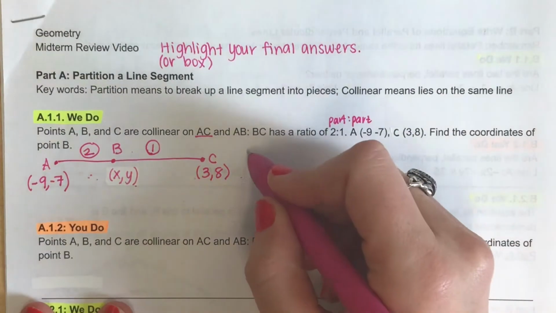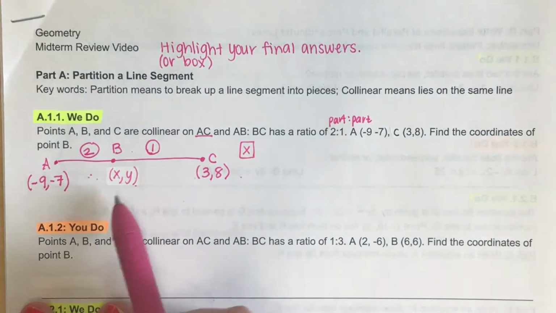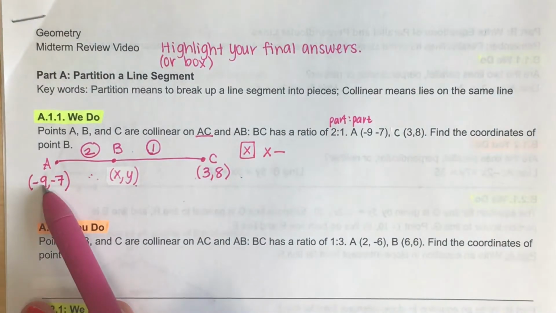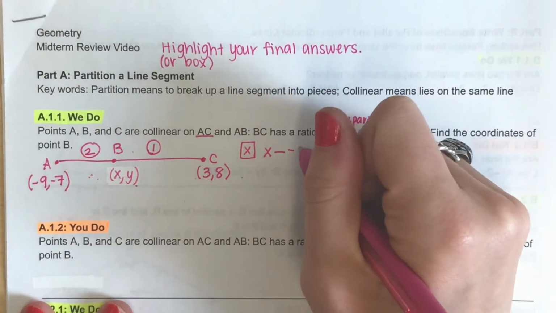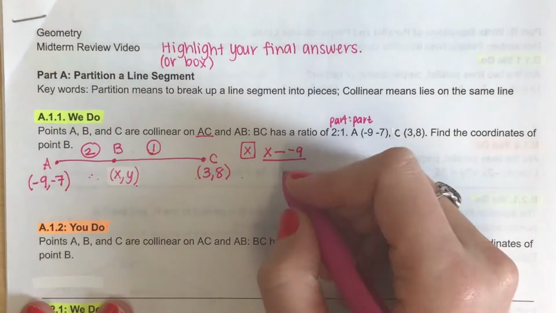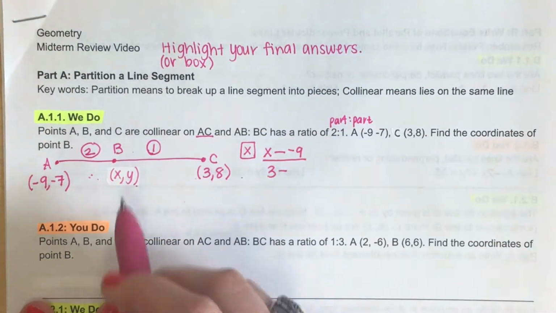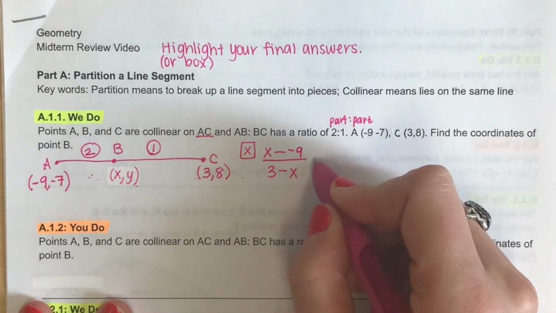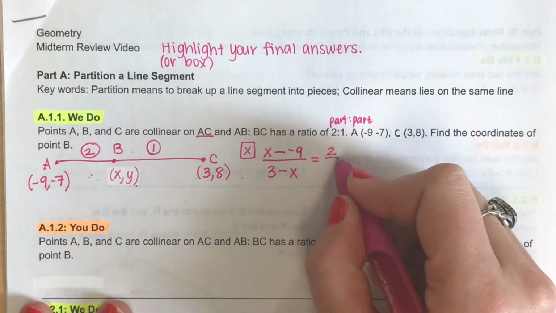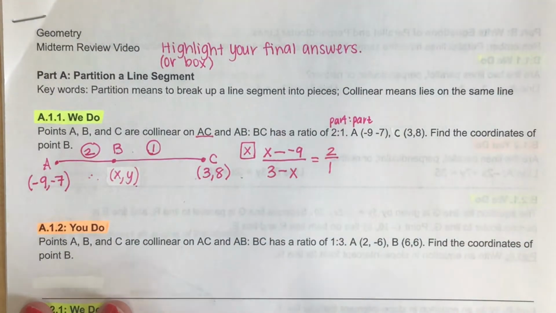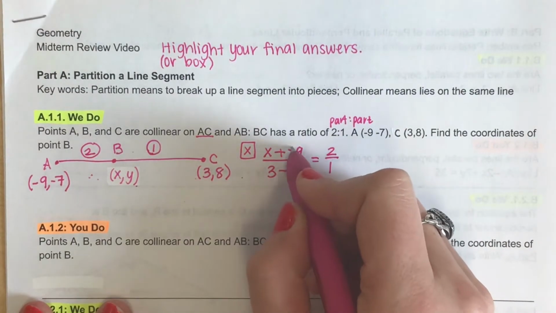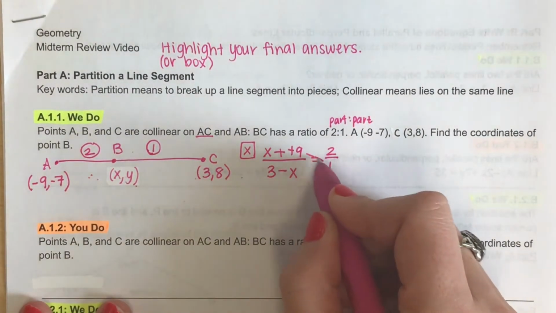So my X values I'm going to do first. My middle X is X minus my first X, which is -9, over last minus middle. So my last X is a 3, minus my middle X, which is an X. And I set that equal to my ratio, which is 2 to 1. Now I'm going to cross multiply. Before I do that though, I've got X minus a -9. When there's two negatives next to each other, I can make it a positive. And now we're going to cross multiply.